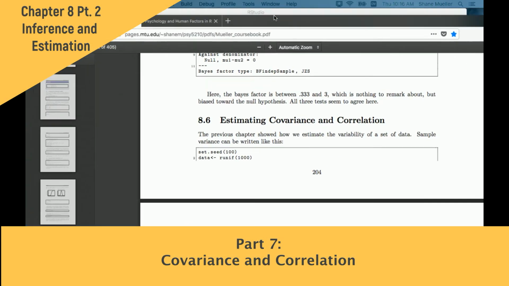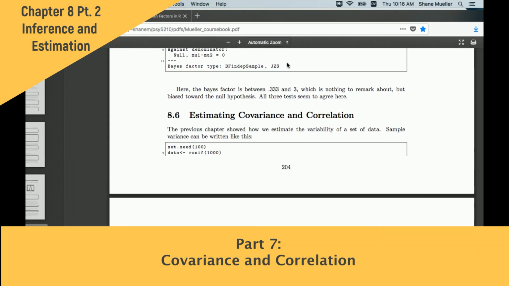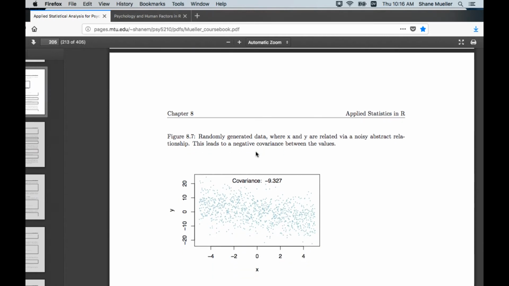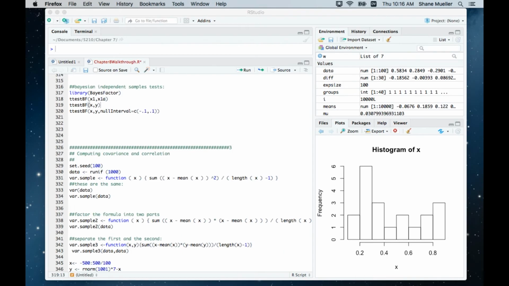Now, maybe one of the most common things that you do for simple data analysis is to look at correlations. And so let's figure out what a correlation actually means. So I'm going to take a set of data, and I'll sample 1,000 points from this, and then I'm just going to write the function for variance. So the variance function is really simple.